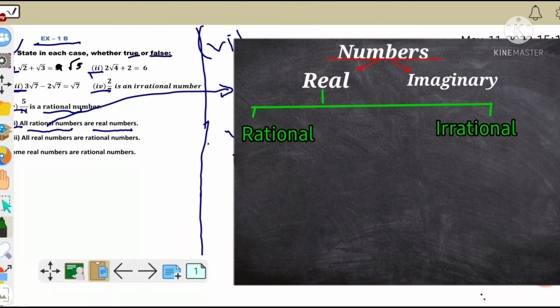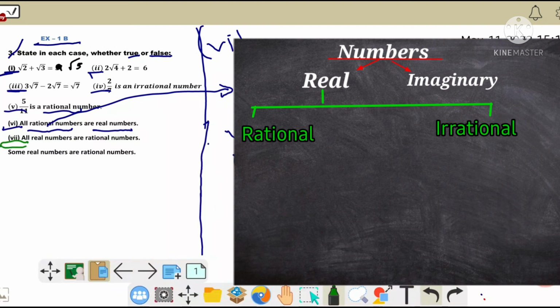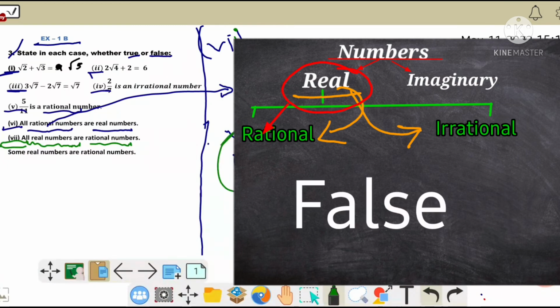The next question is question number 7. Question number 7 says that all real numbers are rational numbers. So here, real numbers are, some are rational, some are irrational. So we cannot say that all real numbers are rational. So no, it is false.